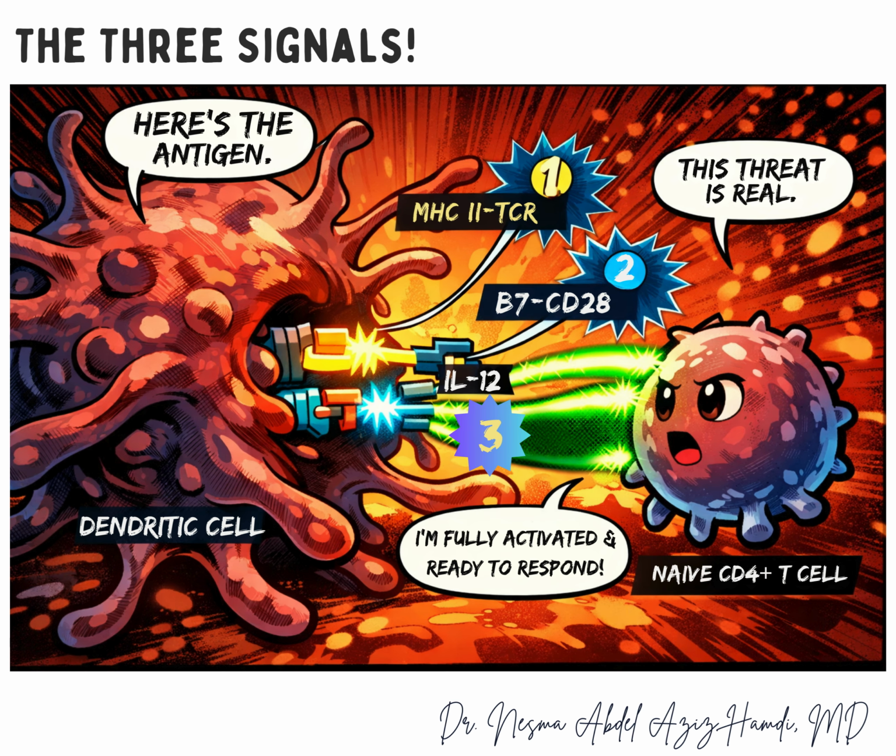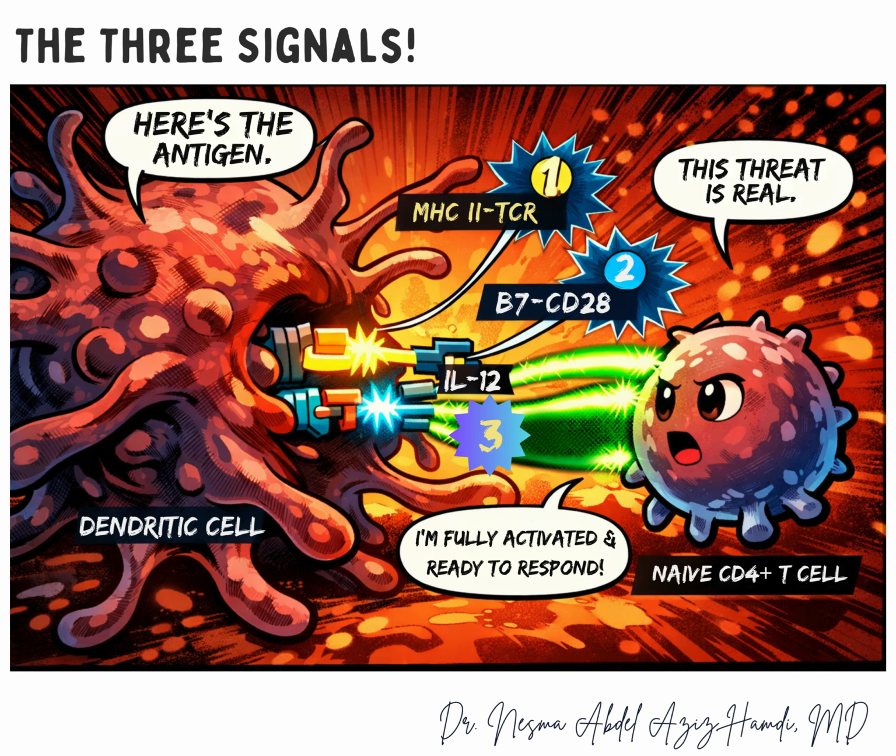Next is signal 2, the co-stimulatory confirmation. B7 molecules on the dendritic cell bind to CD28 on the T cell, delivering a critical message: this antigen represents real danger. Without this signal, the T cell would remain anergic, or functionally unresponsive.